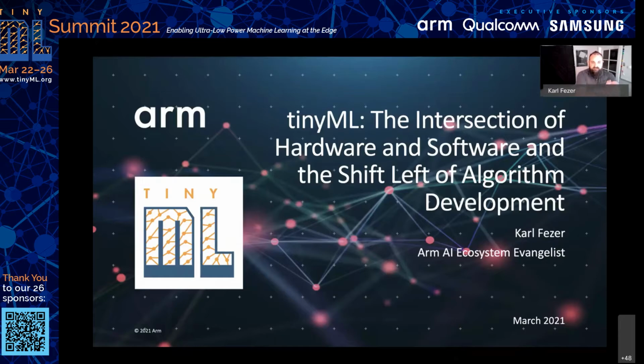This is tinyML, the intersection of hardware and software and the shift left of algorithm development. I'm Carl Feeser, ARM AI ecosystem evangelist, and welcome everyone to the tinyML Summit 2021. I guess halfway of it, so you've already done half.